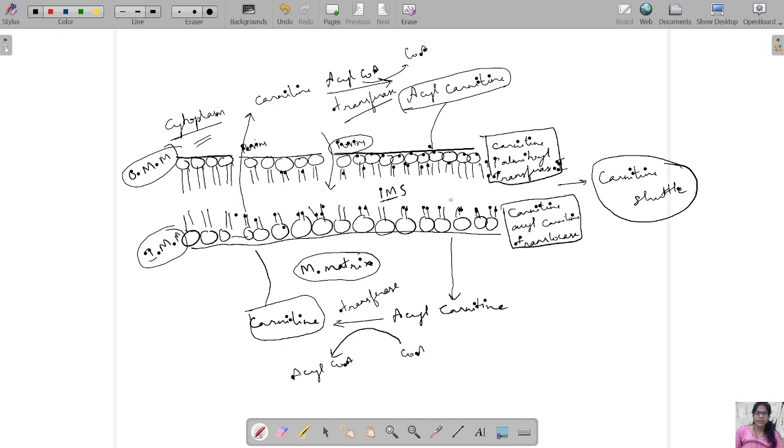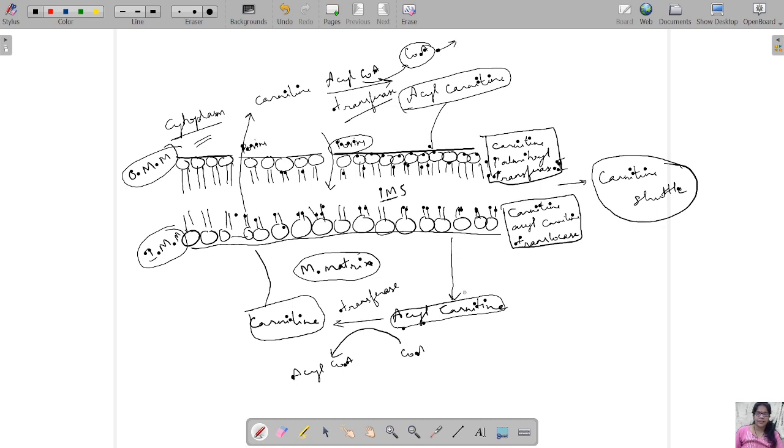Once it is formed, it is released inside into your mitochondrial matrix as acyl carnitine. The acyl CoA is converted into acyl carnitine, and the CoA is again released into the cytoplasm for further usage.